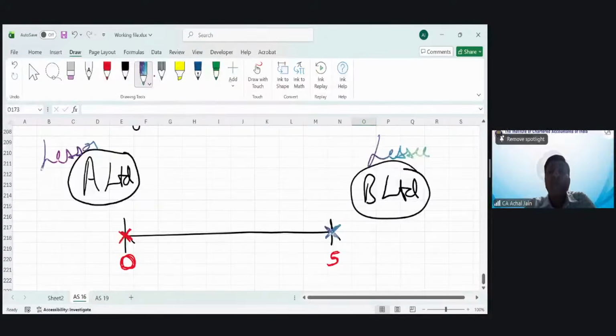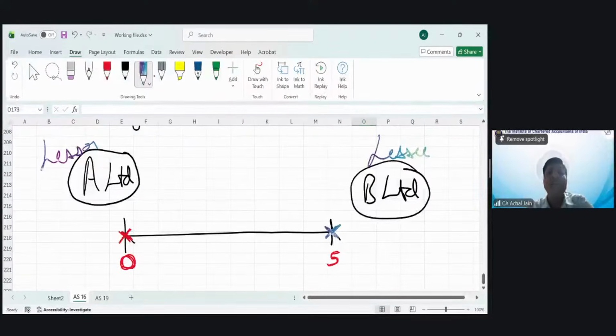So if you look at this given situation, over a period of 5 years, who will enjoy the benefits of the car? Lessee. After 5 years, who will become the owner and enjoy the benefits, risk and rewards of the car? B Limited, again lessee. So effectively all the risk and rewards which are attached to the car, who will have that? Lessee only.